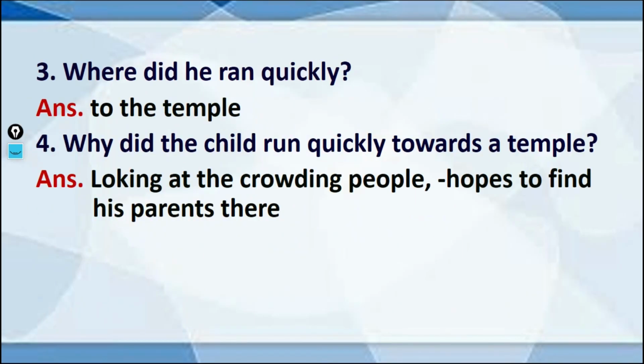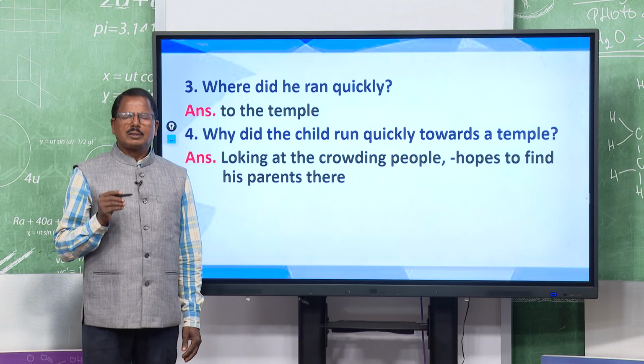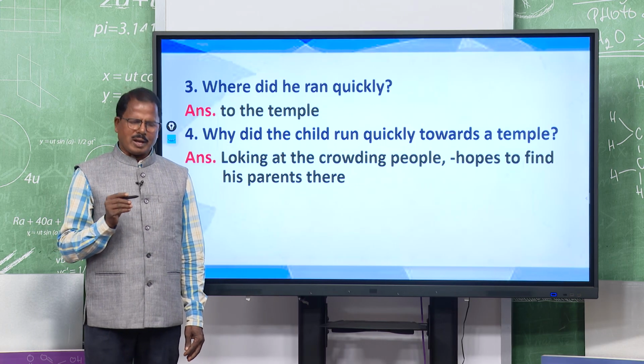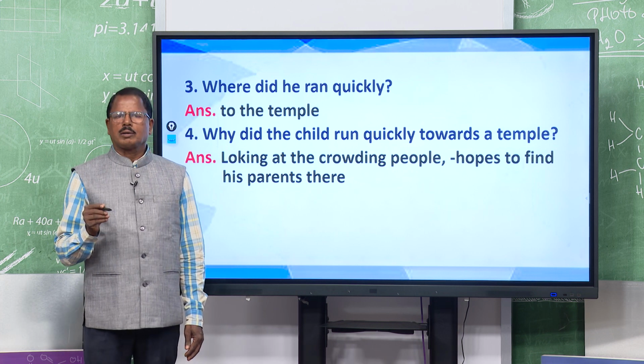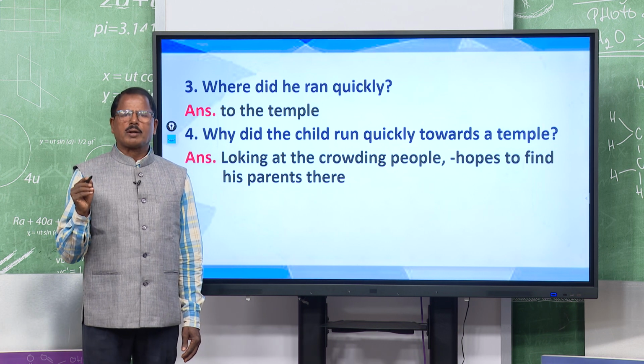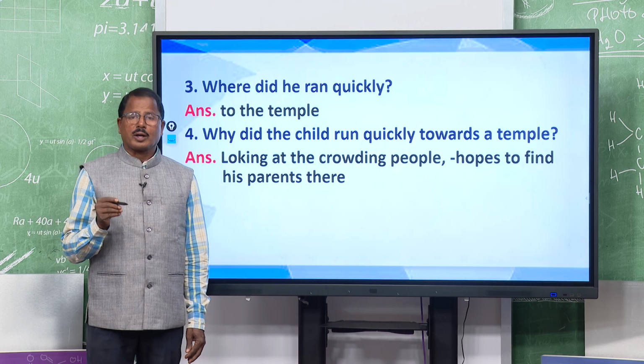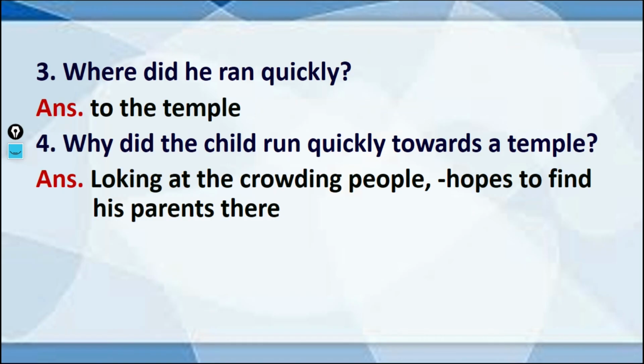Question number 3, you see, where did he run quickly? So, the temple side, the temple gate was crowded. He thought his parents would be there. That is why he ran to the temple. He ran from one place to another, he moved here and there, started crying. He was very much afraid of everything, and he ran to the temple to see if he would see his parents at the gate where a lot of people were there, right. Number 4, you see, why did the child run quickly towards a temple? Looking at the crowded people, and his hope was to find his parents. So, he thought that his parents would be there, right.